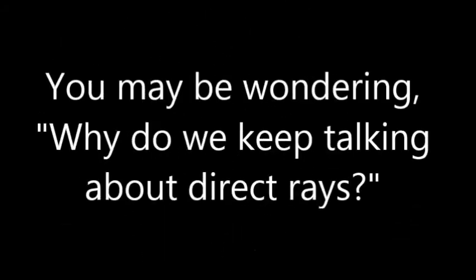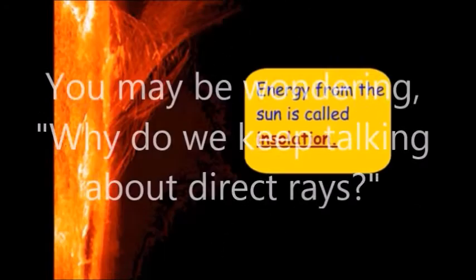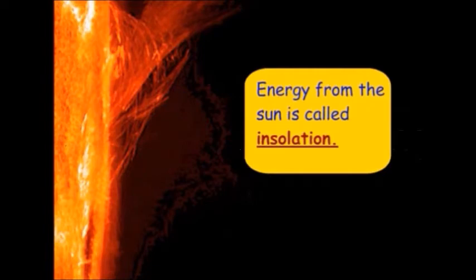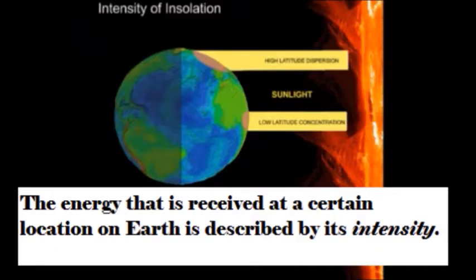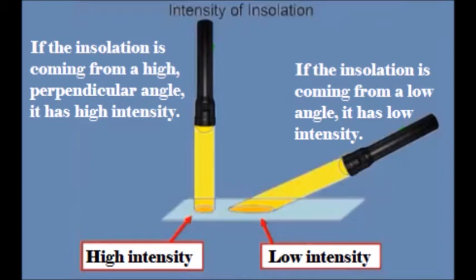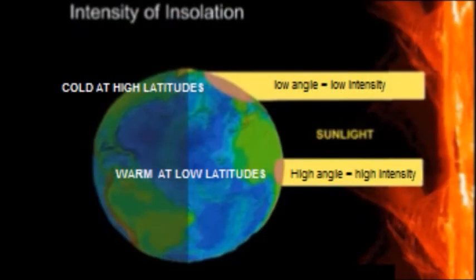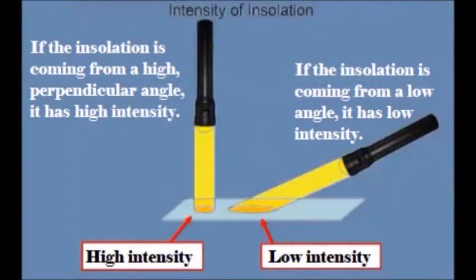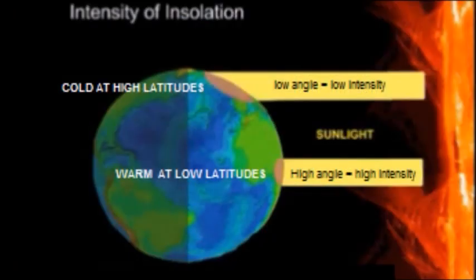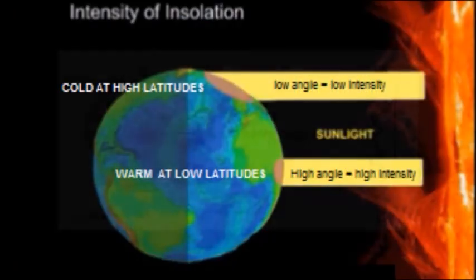You may be wondering, why do we keep talking about direct rays? The Sun's energy is called insolation. The energy that is received at a certain location on the Earth is described by its intensity. If the insolation is coming from a high perpendicular angle, it has high intensity, which means the Earth receives more energy at that spot. If the energy is coming from a low angle, it has low intensity, which means the Earth receives less energy at that spot.